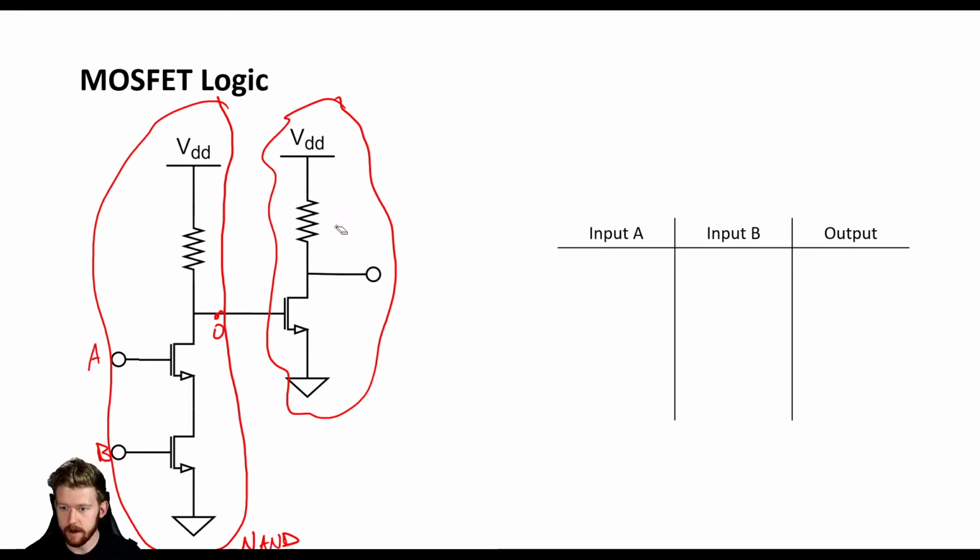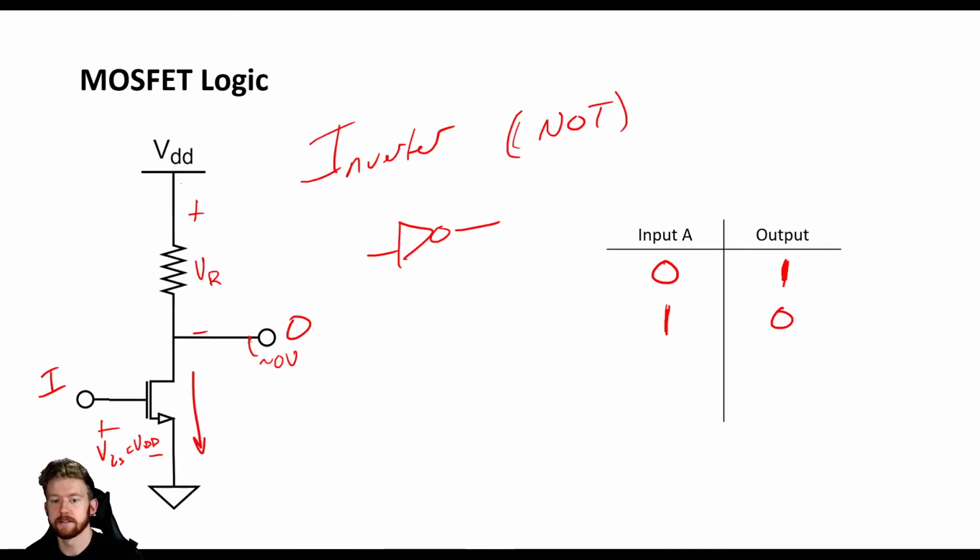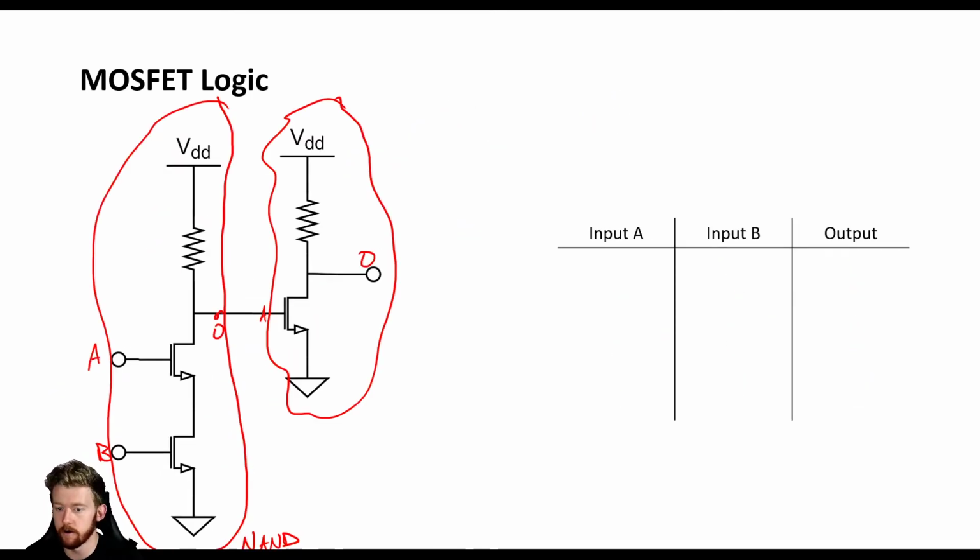Now let's take a look at this one on the right here. This one has a single input into the gate of our MOSFET, so let's just call that A, and we have a single output. If we take a look a couple of slides back, we can see that this is exactly our inverter. So this is an inverter, or a NOT. So what we have is a NAND followed by a NOT.